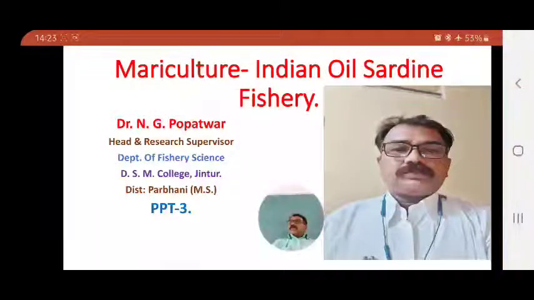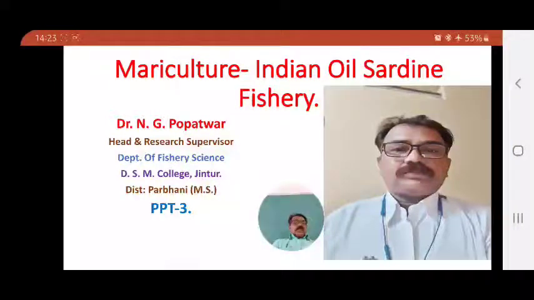The next part of this Indian Oil Sardine study, we are studying in this period. In the last period we have seen the reproduction. In reproduction we studied various aspects, that is sexuality, then size and age at first maturity, then spawning, then fecundity of this sardine, Sardinella longiceps, then sex ratio, and the last point of the last period, that is age and growth.